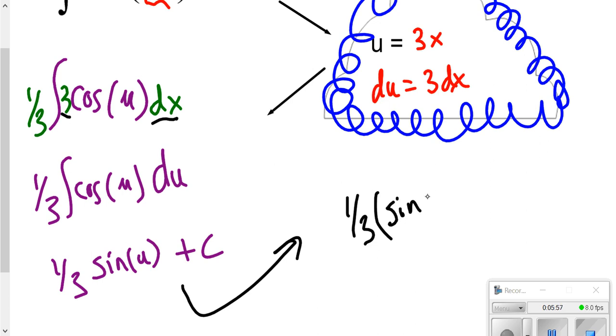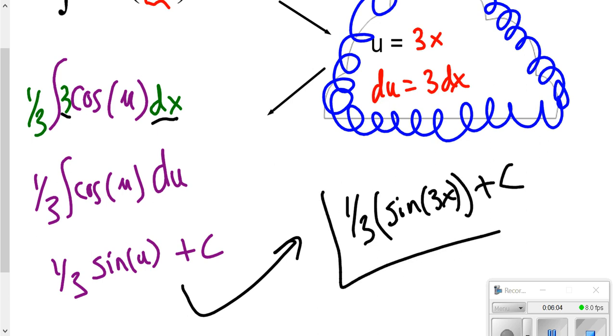And remember, you did this when you did u-sub problems in math. That's right. You sub back in whatever you called u. That's at the end. Correct. I totally forgot. And there's my answer. I like it. Very good.